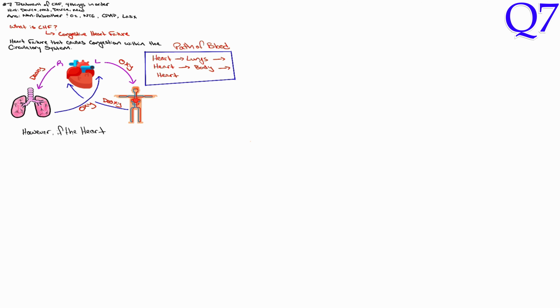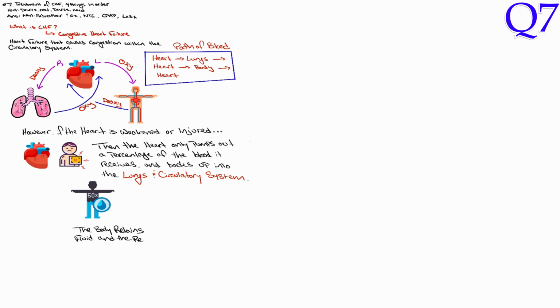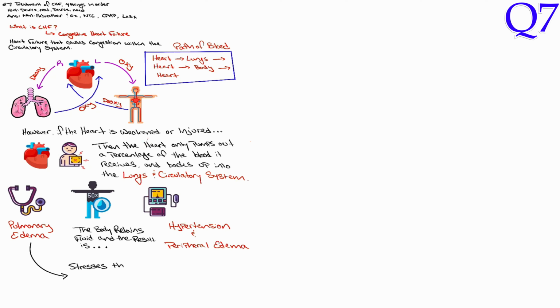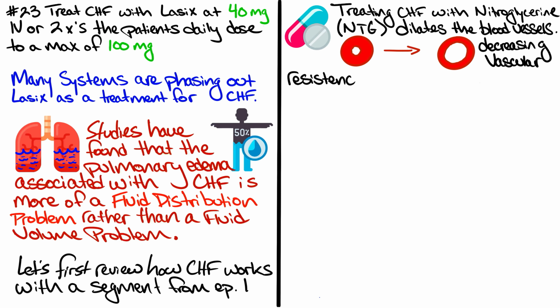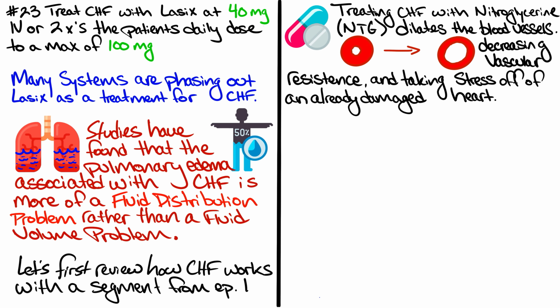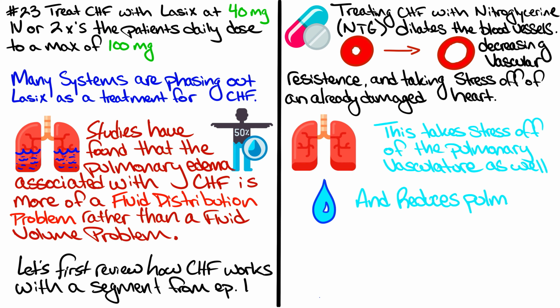However, if the heart is weakened or injured, then the heart only pumps out a percentage of the blood it receives, and it backs up into the lungs and into the circulatory system. The body then retains fluid, and the result is pulmonary edema and hypertension and peripheral edema. The pulmonary edema stresses the lungs and causes breathing problems, while the hypertension and peripheral edema stresses the heart and can cause chest pain. Treating CHF with nitroglycerin dilates the blood vessels, decreasing vascular resistance and taking stress off an already damaged heart. This takes stress off the pulmonary vasculature as well, and it reduces pulmonary edema.